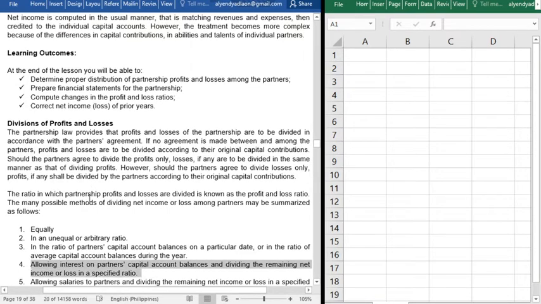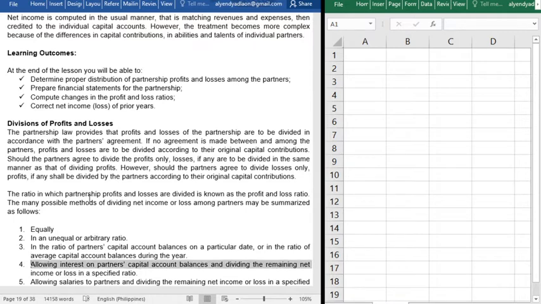Now we also have allowing interest on partners' capital account balances and dividing the remaining net income or loss in a specified ratio. So, class, there may be times that the partnership agreement may state that there will be a 10% interest on the capital of the partners during the year. So we just have to multiply 10% to the capital, and then that will serve as their allocation of profit. Whatever is the remaining amount, we are going to divide according to their specified ratio.